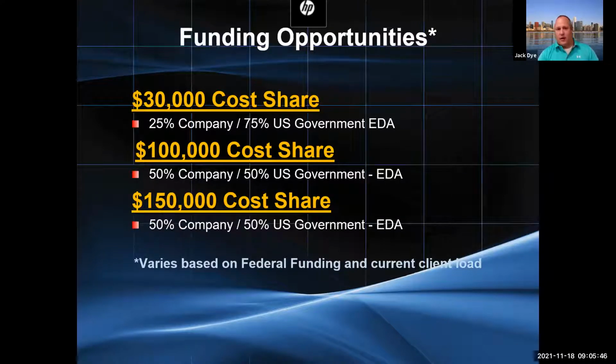There are two different levels of the grant. There's a $30,000 cost share, where the company would pay 25% of the costs, and we pay 75% of the costs. That breaks down to $22,500 our share versus $7,500 your share. There's also a $100,000 and $150,000 cost share, which is basically a 50-50 split up to a maximum of $150,000, where I'm going to pay dollar for dollar along the way for you.